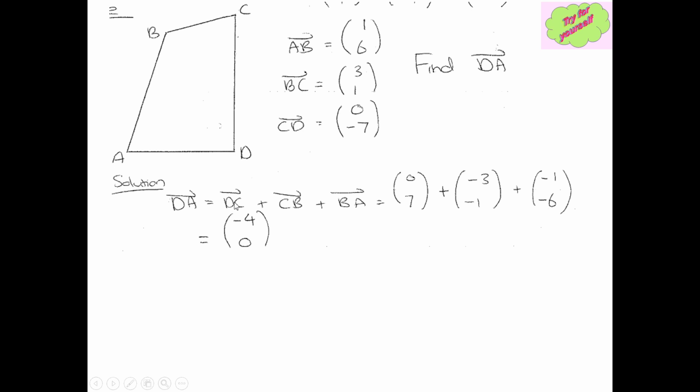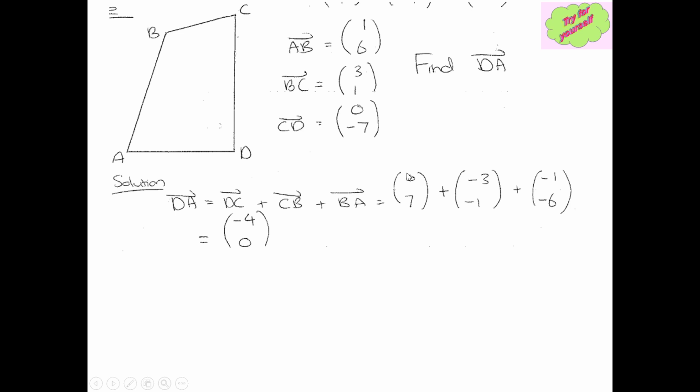So notice DC we call 0, 7, because it's a negative of this one, DC, plus CB. So the negative of BC, so make it -3, -1, plus BA. And BA would be the negative of AB, so -1, -6. So that's a quick way you can just get straight to it.